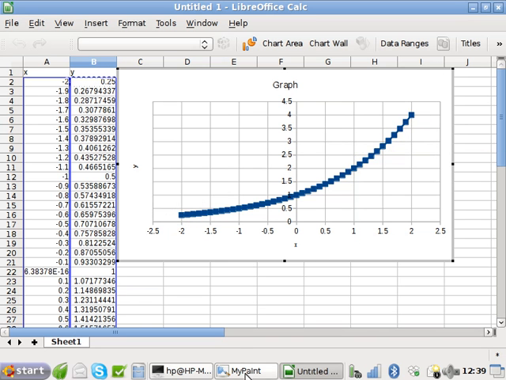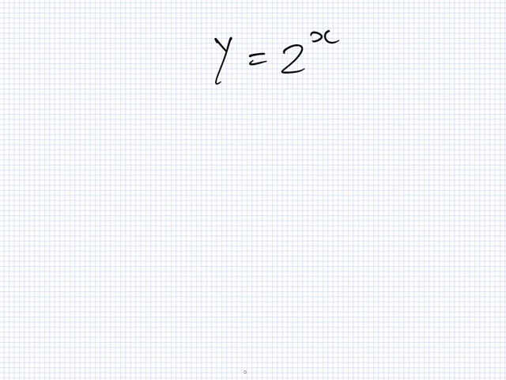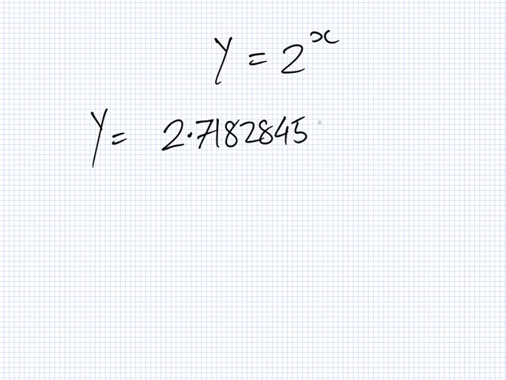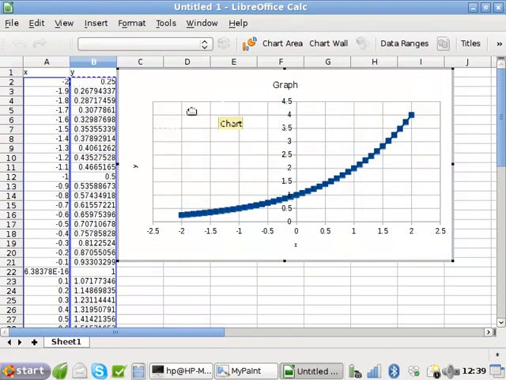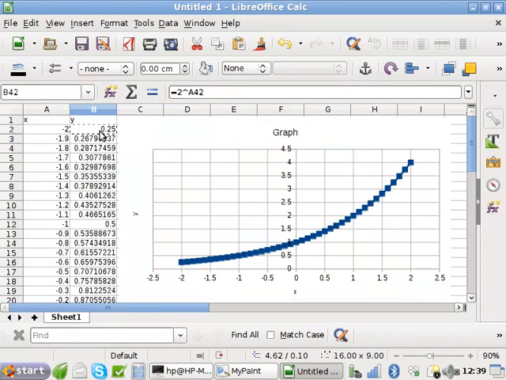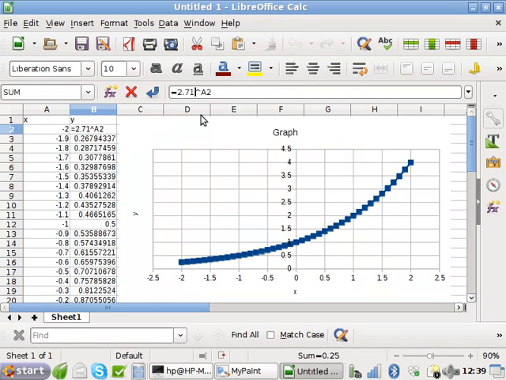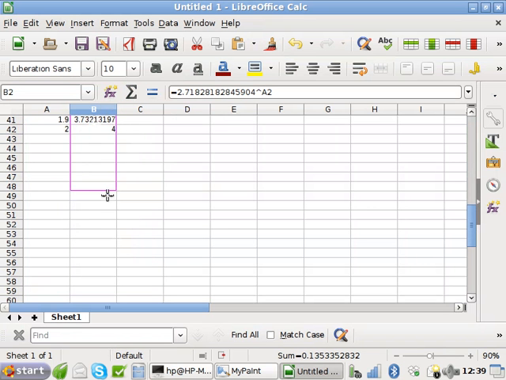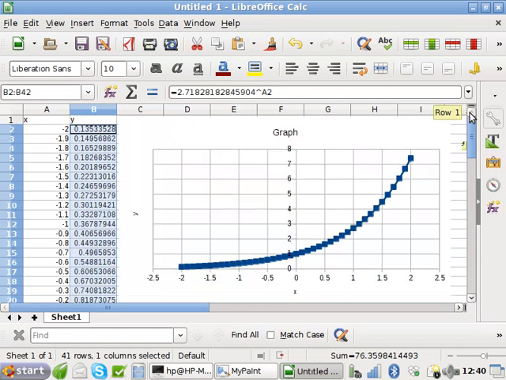Okay. Now that was an example with 2 power x. This graph here is 2.7182845945 power x. Pretty similar graph, right? So let me show you this graph, 2.71828182845945. There it is. It's the same type of graph.